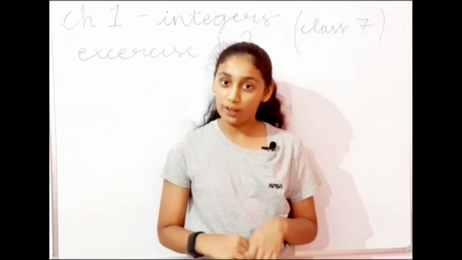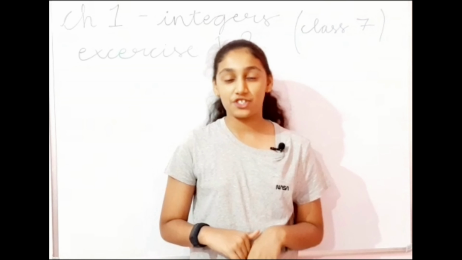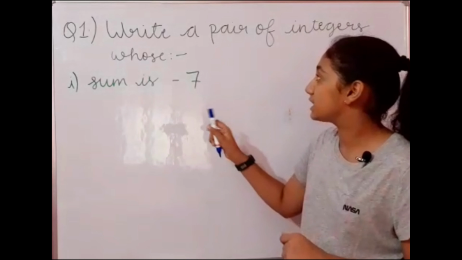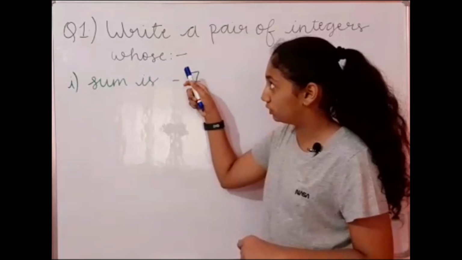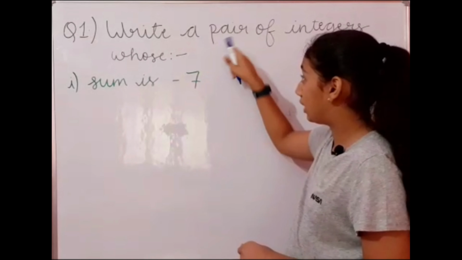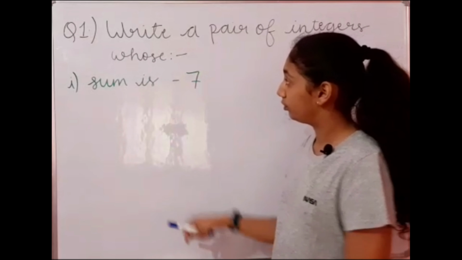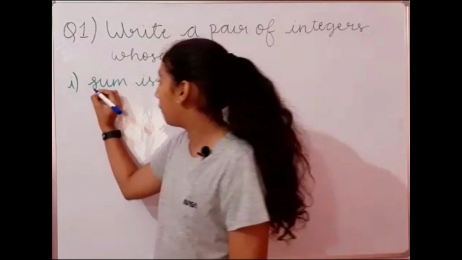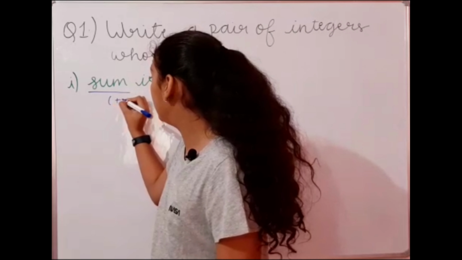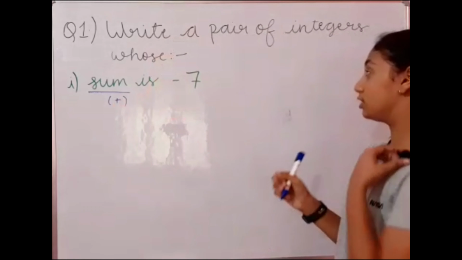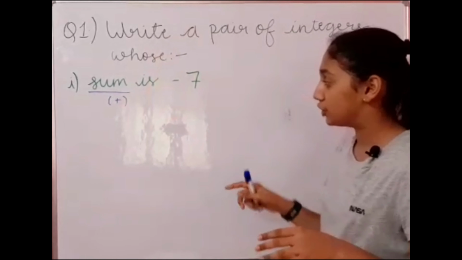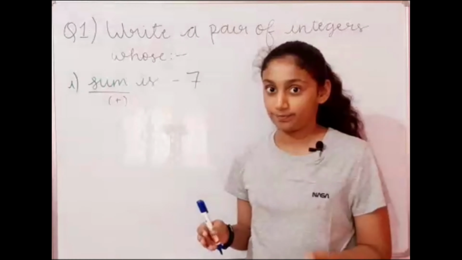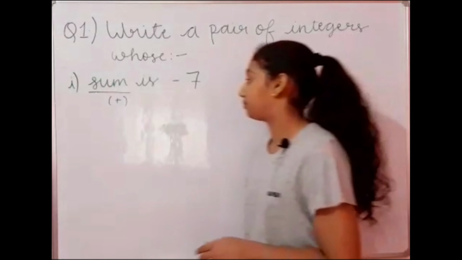I am Ritika and today we are going to solve exercise 1.2 question number 1. So let's begin. Talking about the first question, it says to write a pair of integers whose sum is -7. Pair means that we need to write two such integers. What does sum mean? Sum means to add. So in this question, we need to write two such integers that when we add them, the answer should come as -7. Yes? So let's solve this.